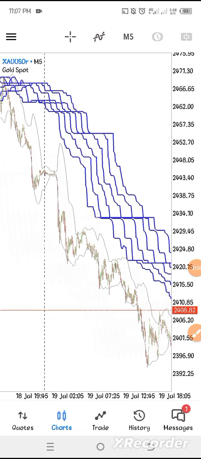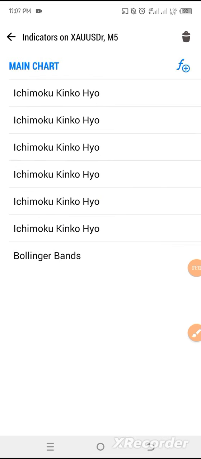Ichimoku, and as you can see the line on my chart, it is the Kumo cloud, not the Ichimoku line. So I'm going to share the settings with you before I explain how it works. Here are the settings. We use 6 Ichimoku, and then we use 1 Bollinger Band for better understanding.